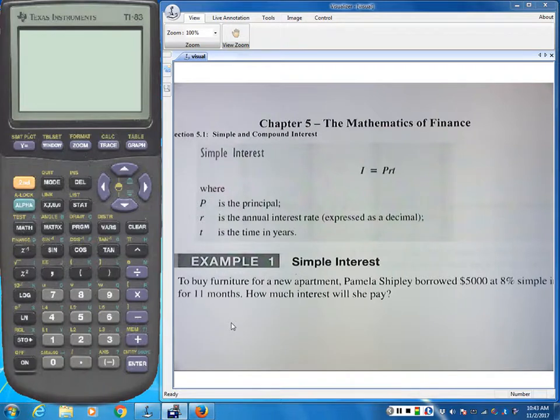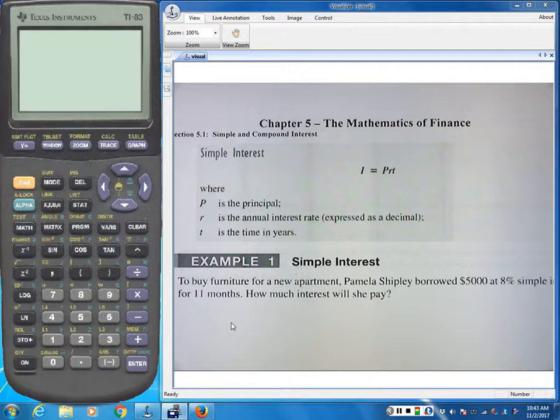So simple interest, as opposed to compound interest. Simple interest is oftentimes used for loans that are taken out at a credit union. Credit unions very often do simple interest for things like a car loan, a personal loan, or something like that.